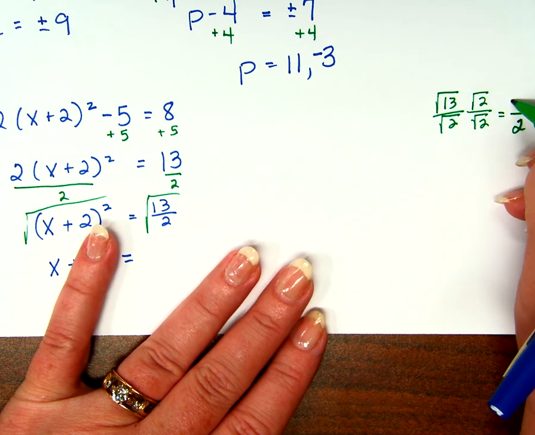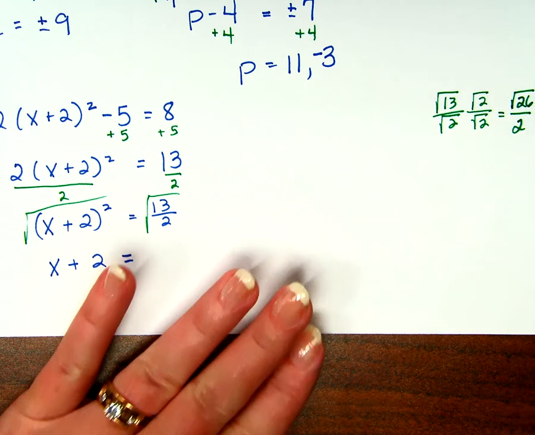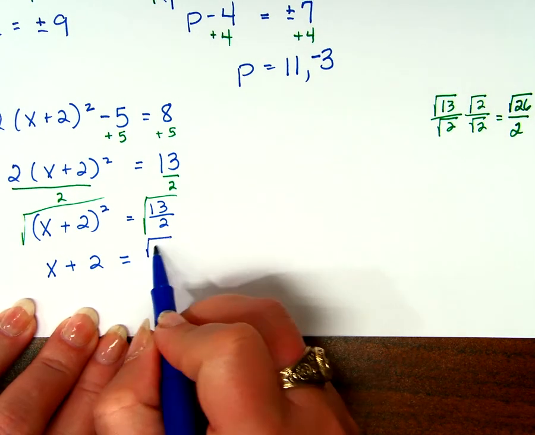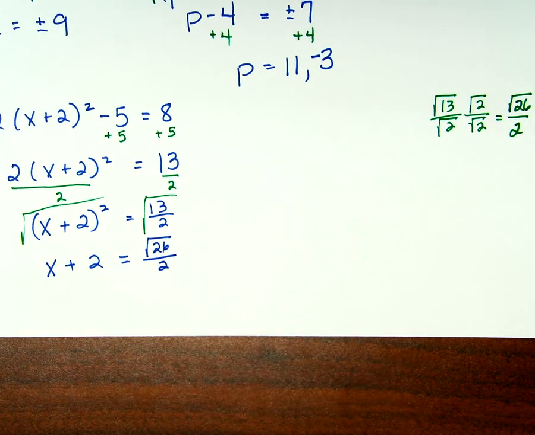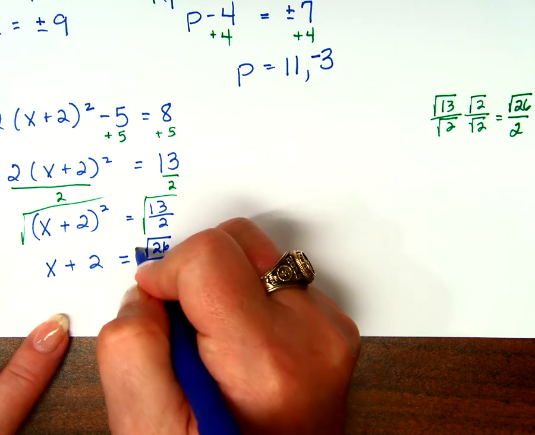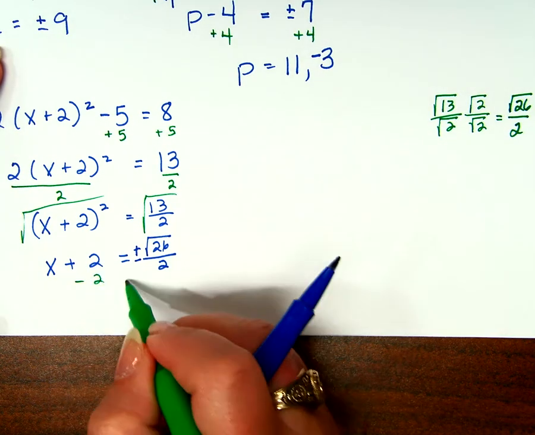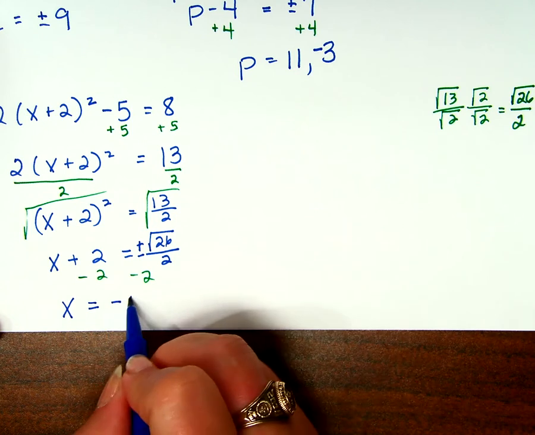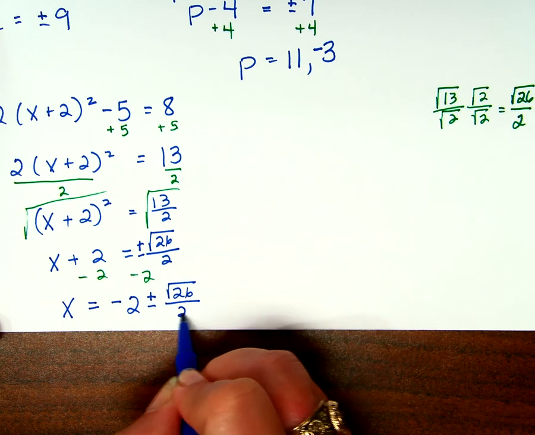And in the numerator, I have what? Square root of 26. Good. So the right-hand side of this equation down here is the square root of 26 over 2. Almost. What am I missing? Very good. Plus or minus. So when I subtract 2 on both sides, x actually equals negative 2 plus or minus the square root of 26 over 2.